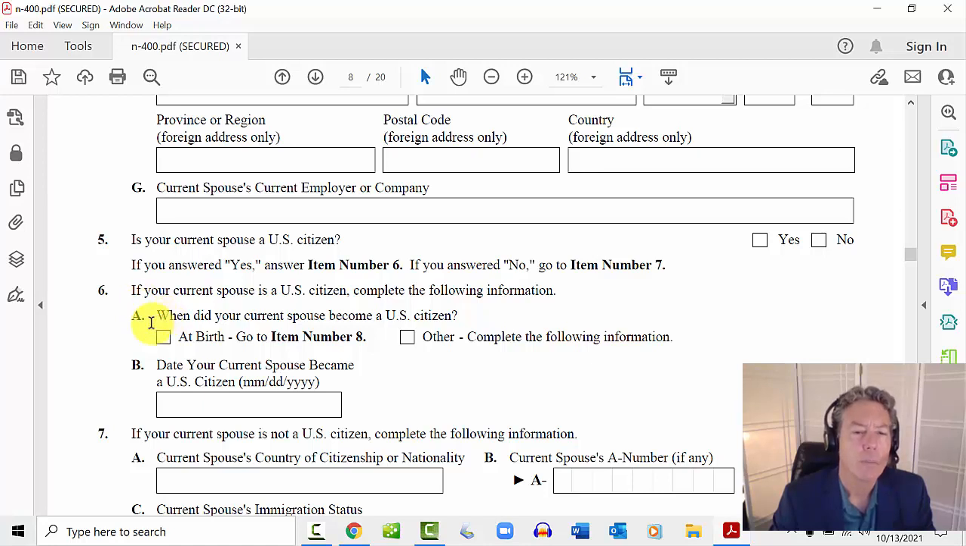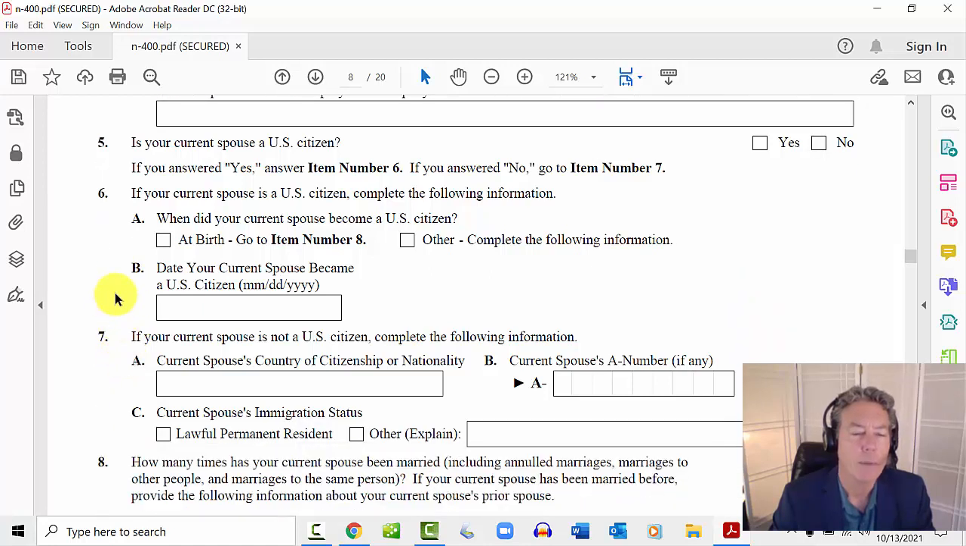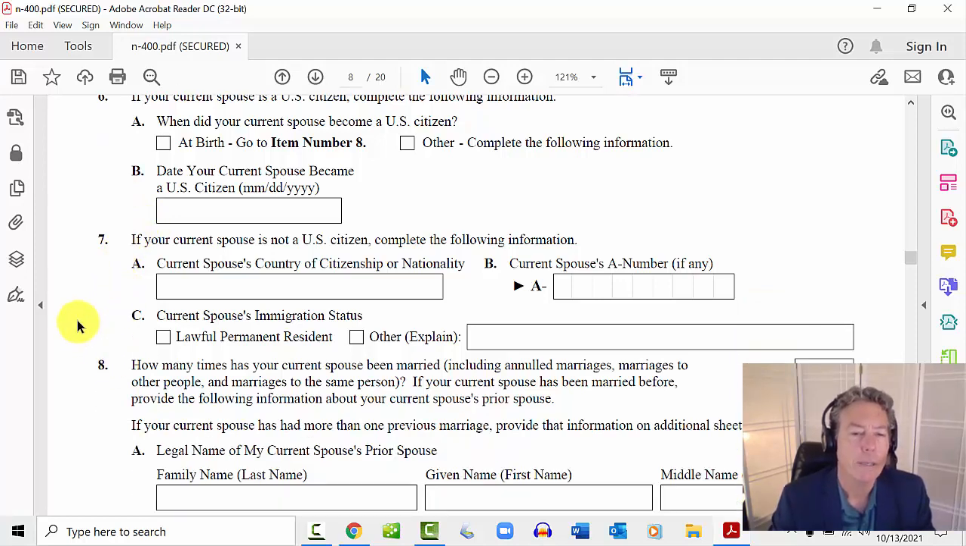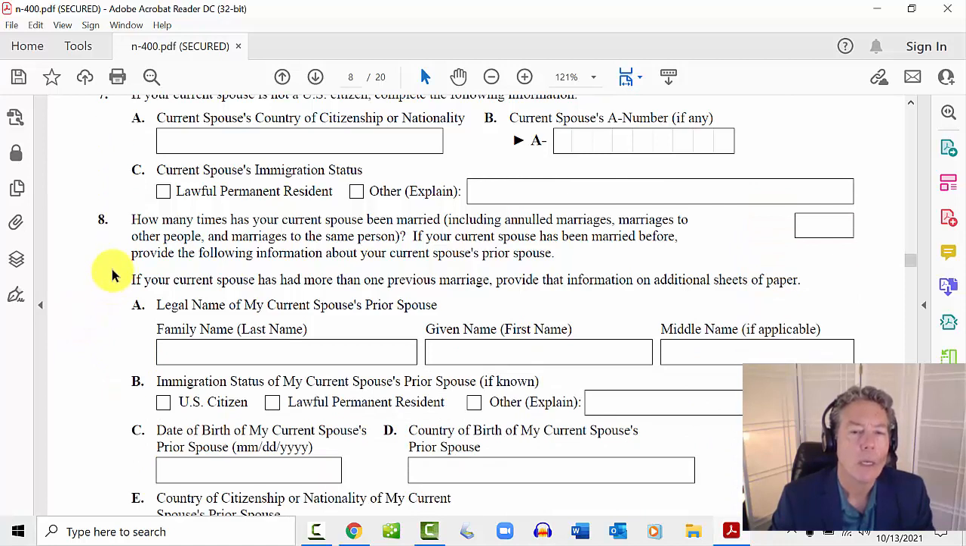When did your current spouse become a U.S. citizen? Remember, they want to make sure they've been a citizen throughout the whole time you have your requirement as a resident. And if your current spouse is not a U.S. citizen, then put their information here. How many times has your current spouse been married? All right, they want to know about that.